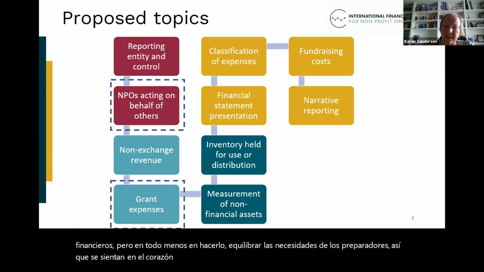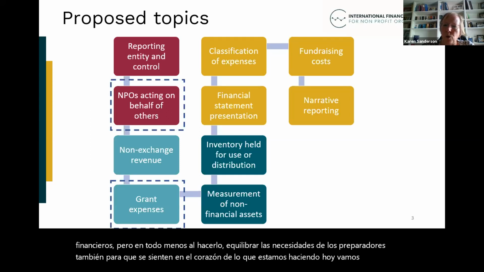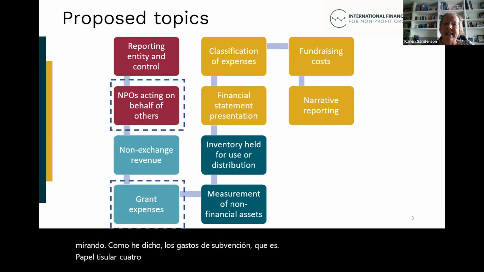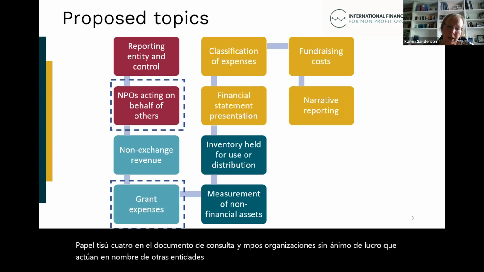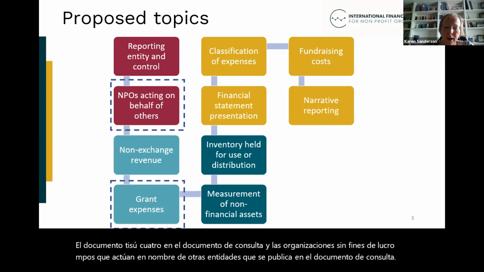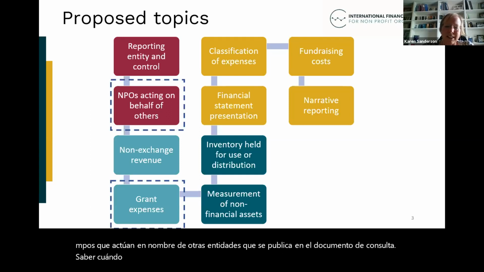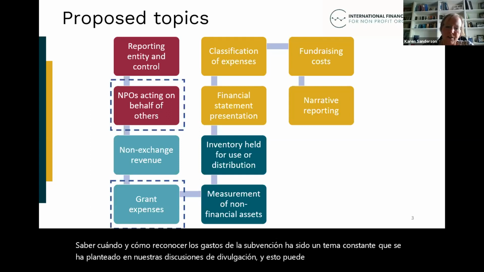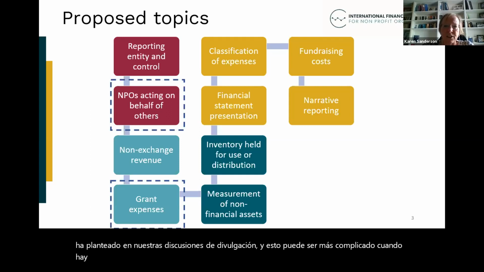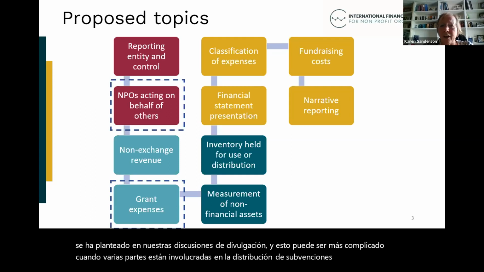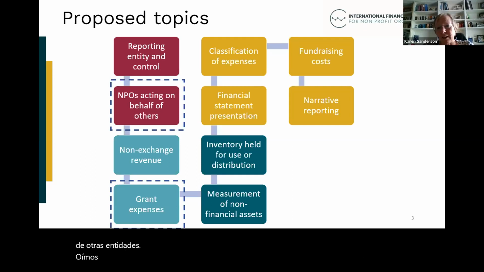Today, we're going to be looking at, as I said, grant expenses, which is issue paper 4 in the consultation paper, and NPOs, non-profit organisations that act on behalf of other entities, which is issue paper 2 in the consultation paper. Knowing when and how to recognise grant expenses has been a consistent issue that's been raised in our outreach discussions. And this can be more complicated when multiple parties are involved in distributing grants and act on behalf of other entities. We hear of multiple issues about what should be recognised and if grants are recognised, when that should take place.